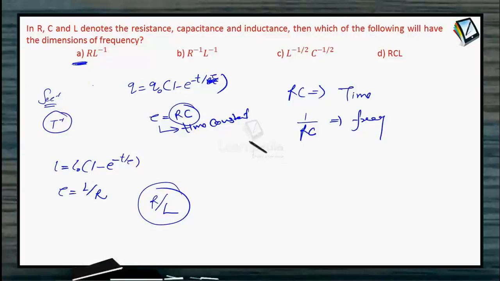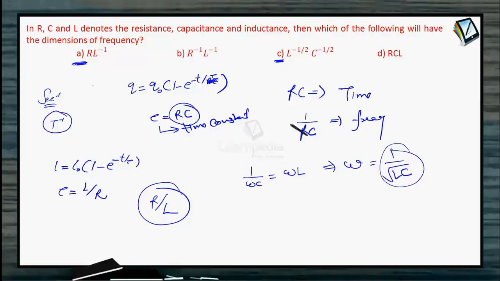Anyway, there's one more check. In case of resonance in any AC circuit, we know that whenever 1 upon omega C becomes equal to omega L, that is when the circuit resonates. And the resonance frequency omega is given by 1 upon under root LC. So 1 upon under root LC also has the dimension of frequency. So option C has to be correct that way.